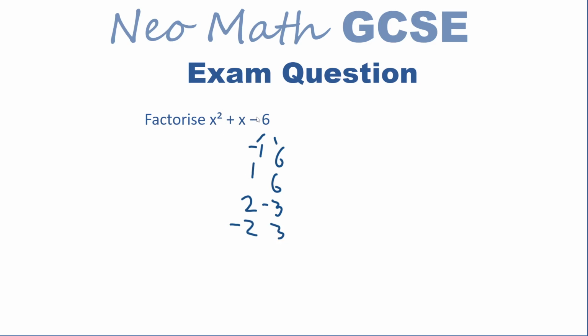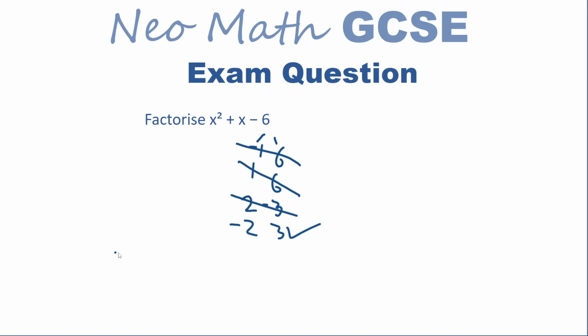Now, we have to see which one of these is going to add to make x. So if we did this one here, minus 1 plus 6, we're going to get 5, so it's not that. If we added these two here, 1 and 6, we'll get 7, so it's not that. If we did minus 2 plus 3, then you'd get 1. So it's this one here, not this one here. That will give you minus 1.